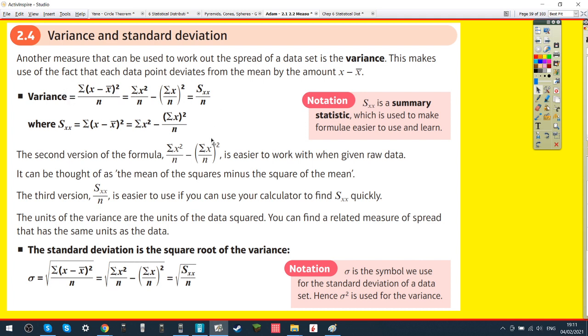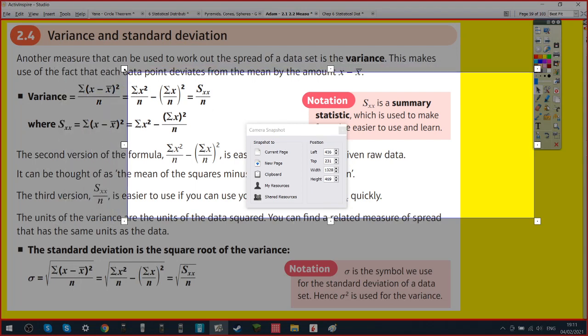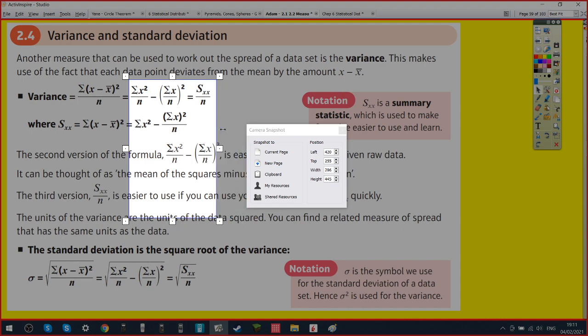There is this much more convenient formula to use. Hang on. We have to make sense of it. It is the mean of the squares minus the square of the mean.